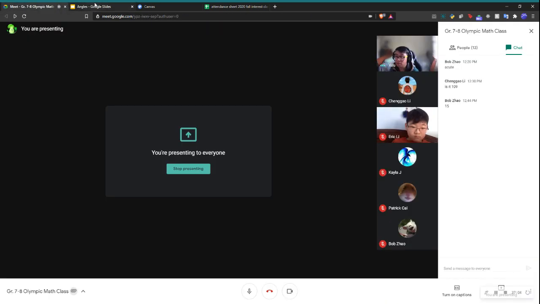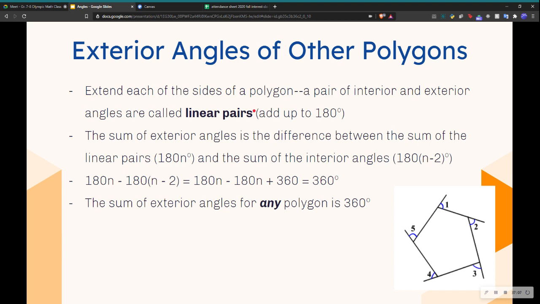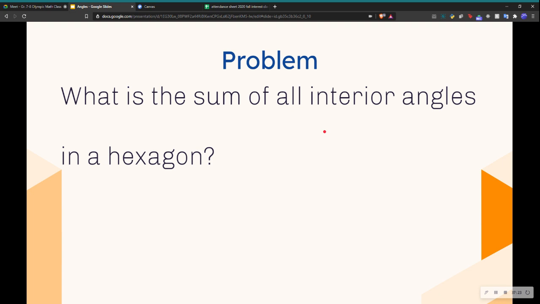Any questions about this concept, this topic? All right, no questions? I think we have some problems after this. All right, here's one problem. What's the sum of all the interior angles in a hexagon? You're meant to figure it out yourselves. So the sum of interior angles for a hexagon: 6 sides, remember that.